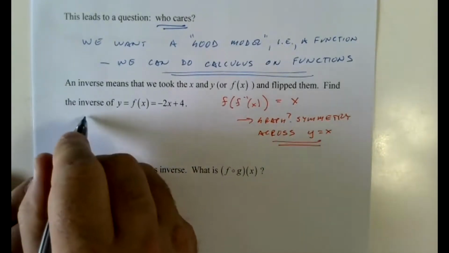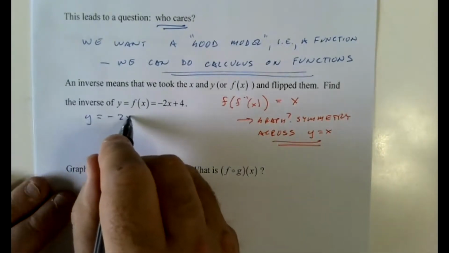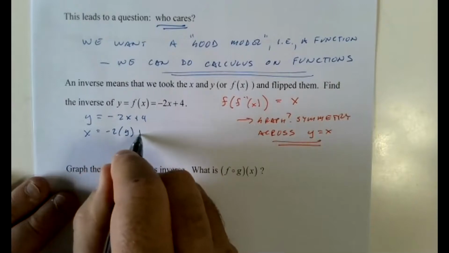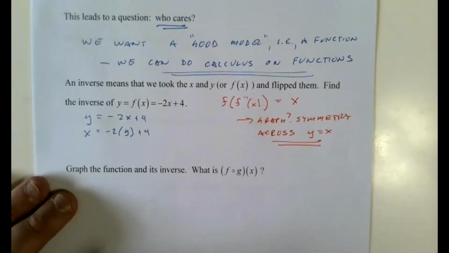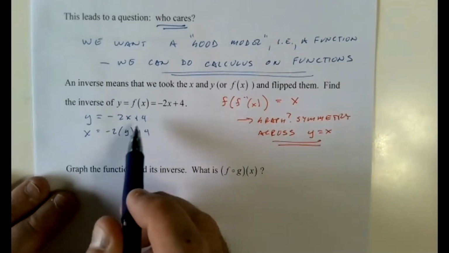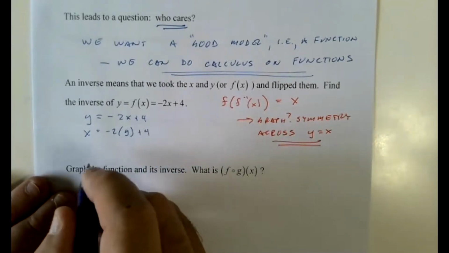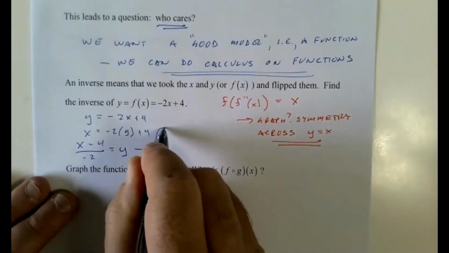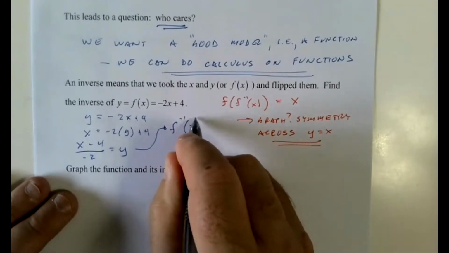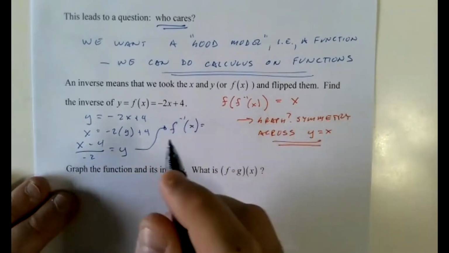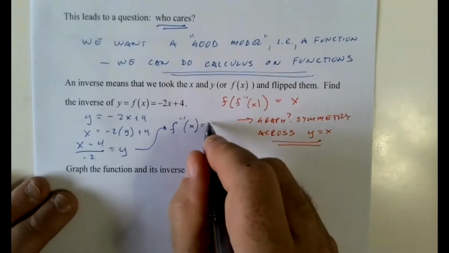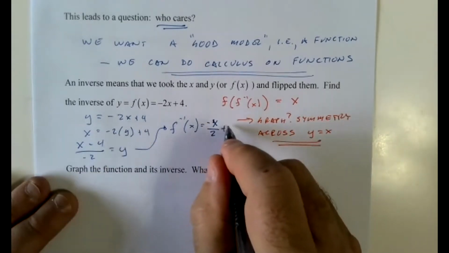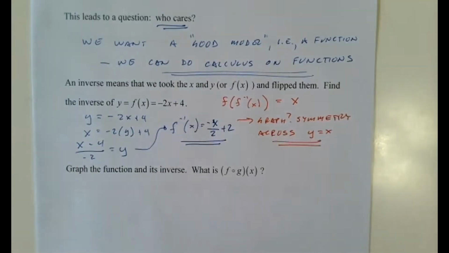So how do we find it? Well, we'll throw out the f of x for a minute. y equals negative 2x plus 4. And we just flip the x and y. And this is sloppy math, very sloppy math, because we're going to change this y to an inverse function in a second. So this would be x minus 4 divided by negative 2 equals y. So we would say the inverse function is, let's distribute this negative up because that's pretty hideous, negative x over 2 plus 2. That's an inverse function, right?